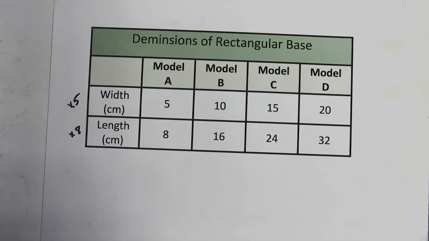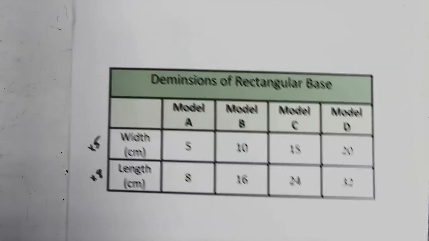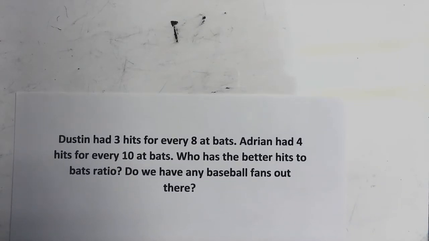So here is our first problem. It says Dustin had 3 hits for every 8 at-bats. Adrian had 4 hits for every 10 at-bats. Who has the better hits to at-bats ratio? Do we have any baseball fans out there? Okay, good, me too. So we want to find the best hits to at-bats ratio, so let's learn how to calculate it.